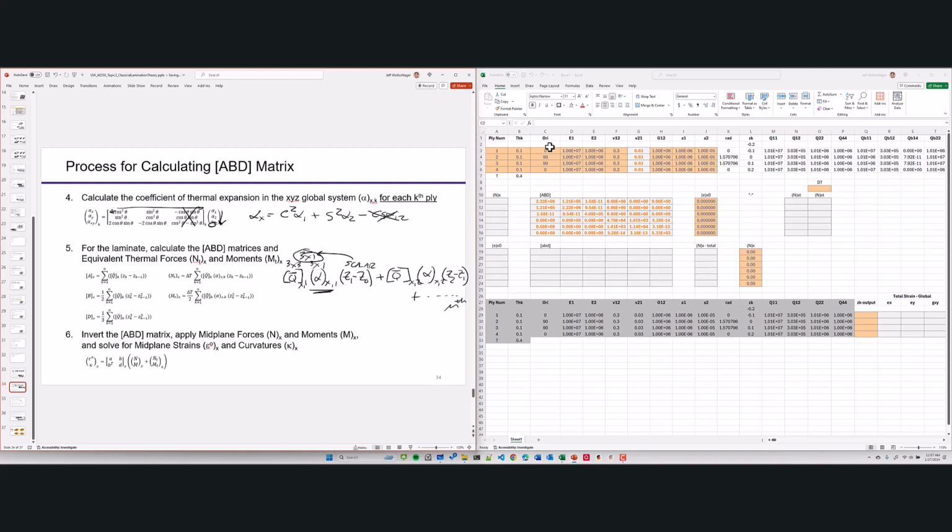So just to remember, if I have Q bar 11, Q bar 12, Q bar 14, Q bar 12, Q bar 22, Q bar 24, Q bar 14, Q bar 24, Q bar 44, that's that whole matrix. And I'm multiplying that by alpha x, alpha y, alpha xy, which could be a number now.